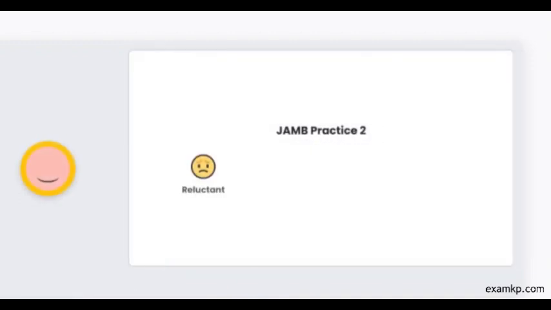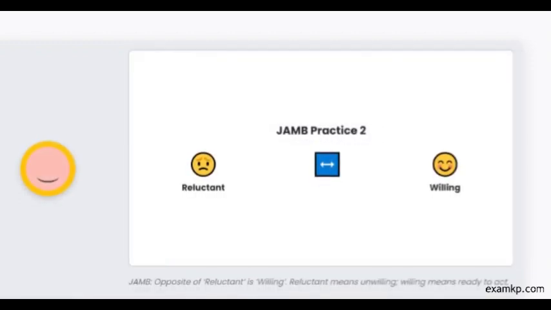Question 2. Choose the opposite of reluctant. A. Hesitant. B. Willing. C. Slow. D. Cautious. Reluctant means unwilling. The opposite is willing. Correct answer B.